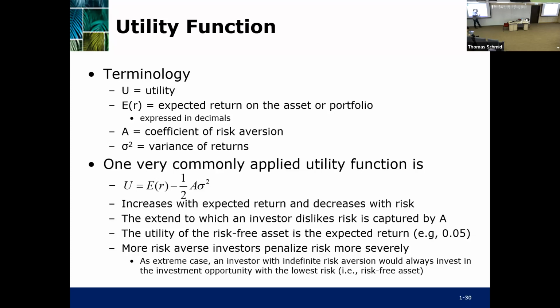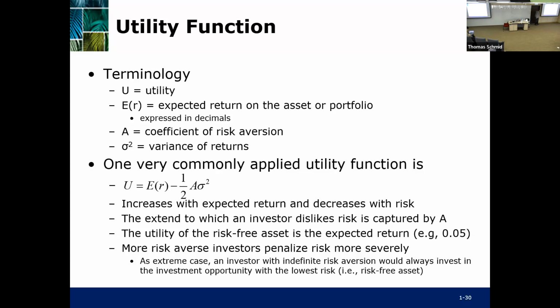So this is one commonly applied utility function. It is not the only one. Okay? There are some reasons why we use that one, mostly because it's simple. But I want you to understand that this is, A, not the only one, and B, this is just defined. I mean, there is no way we can know that this is the correct utility function.